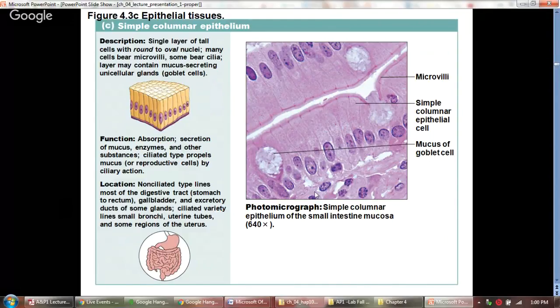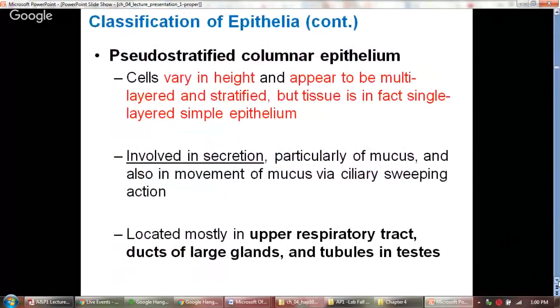And this is the basal lamina, which is not very obvious here, but when this is the apical surface, you do find the basal lamina over here. The next one would be the pseudostratified columnar epithelium.